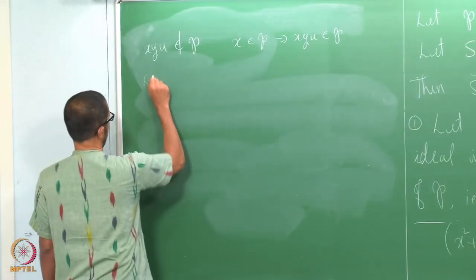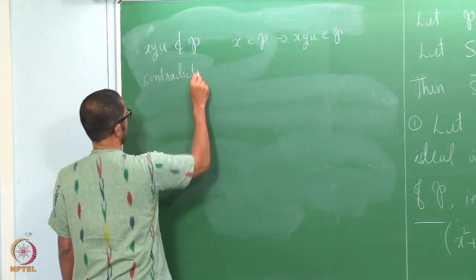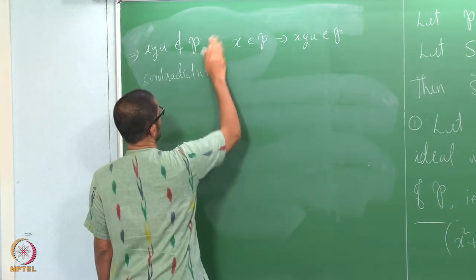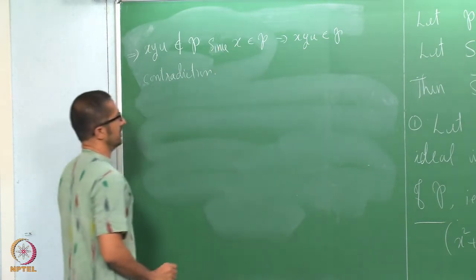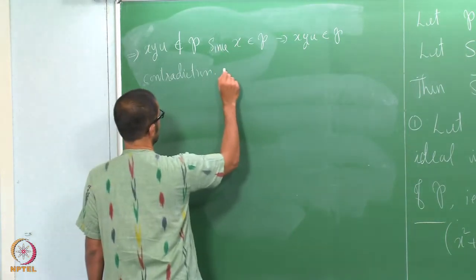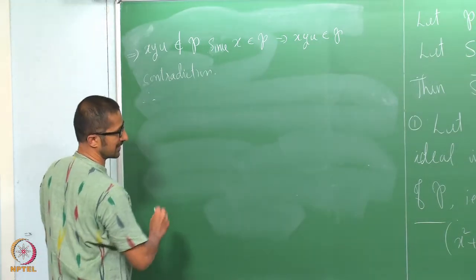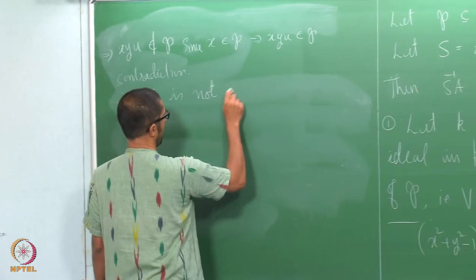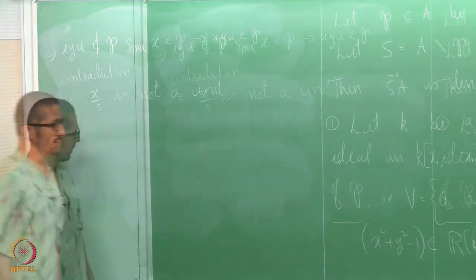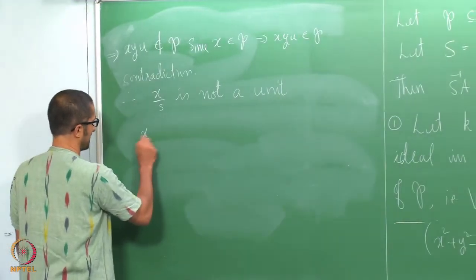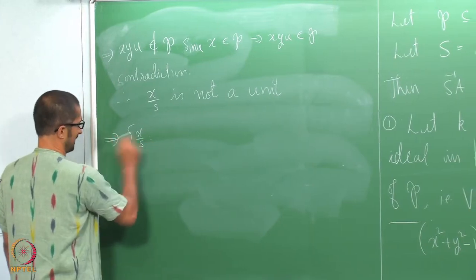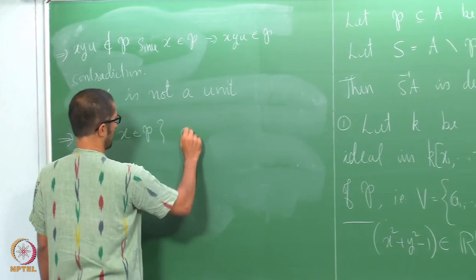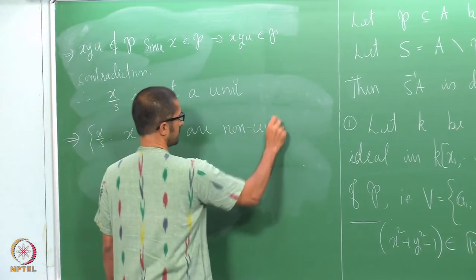So, therefore, since x is in P, xyu is in P, and this is a contradiction. Therefore, what does the contradiction say? That x/s is not a unit. That is the assumption that we have made, right. Any element of the form x/s such that x is in P is a non-unit.